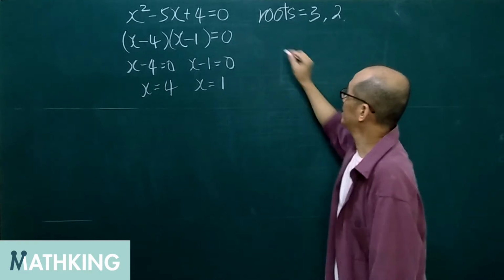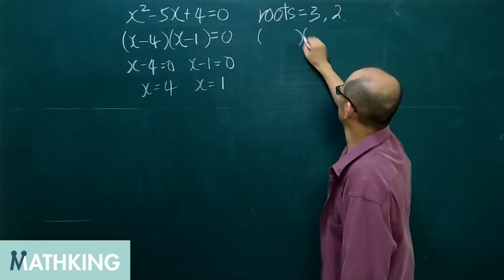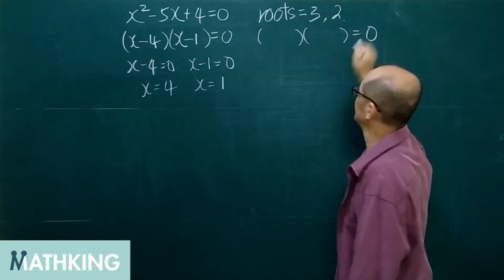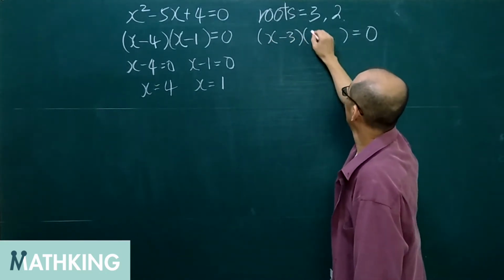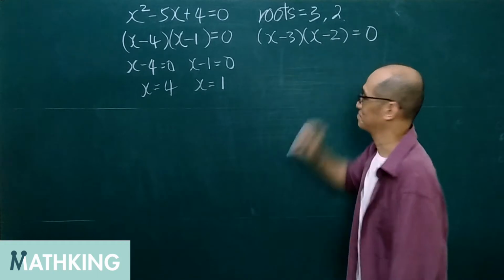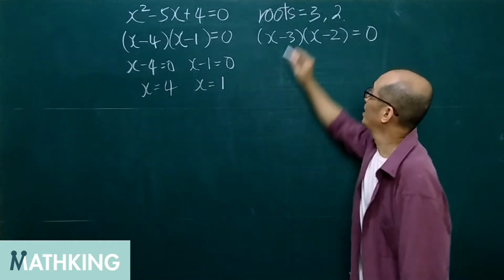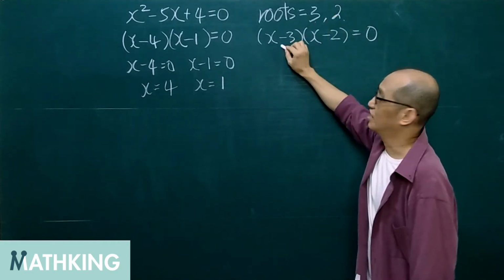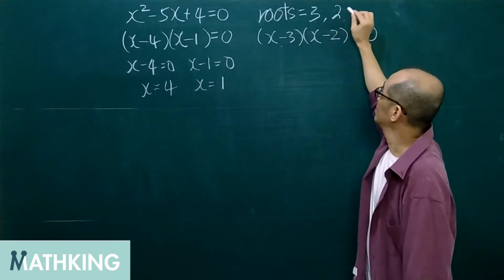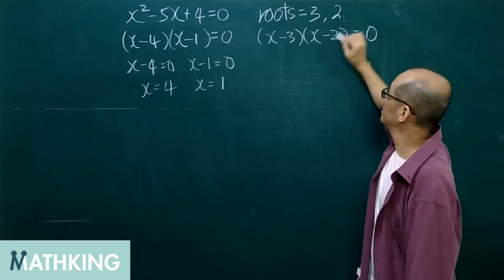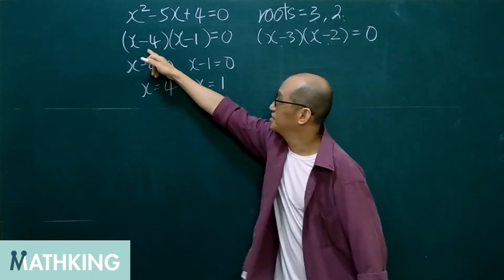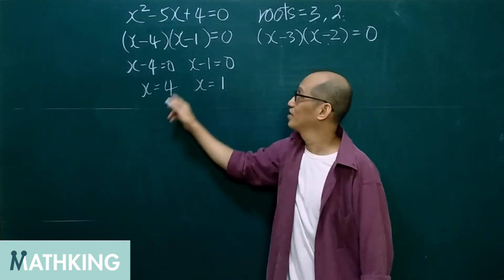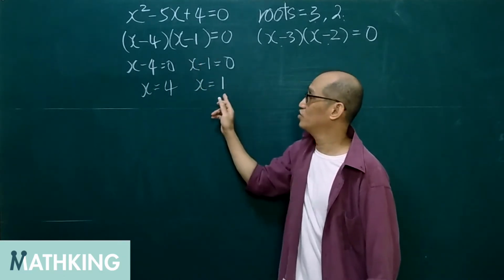So the first thing is that we can write this equation: x minus 3, x minus 2. Note that when the root is 3, here is -3. When the root is 2, here is -2. Just like here, when it is -4, the root is 4. When it is -1 here, the root is 1.